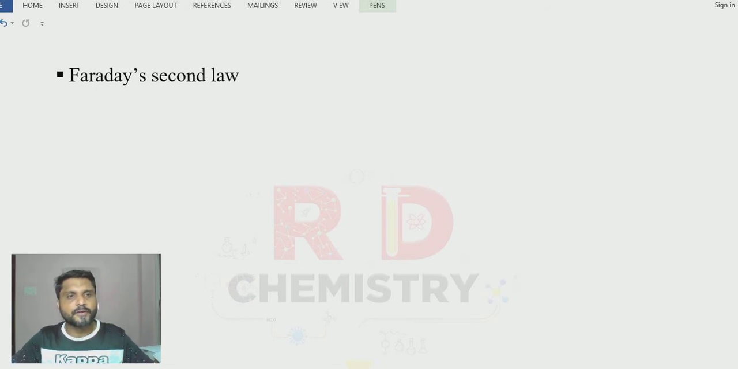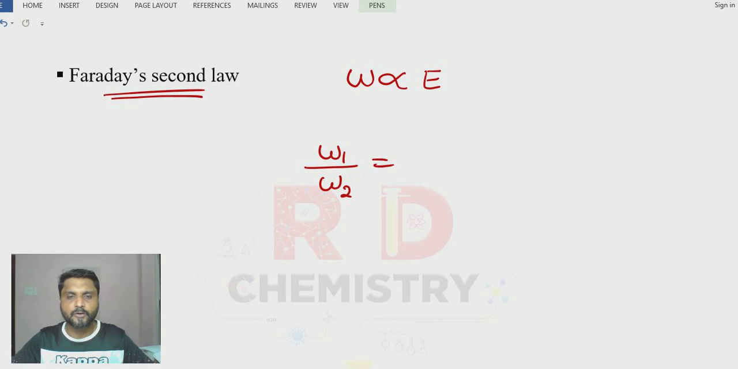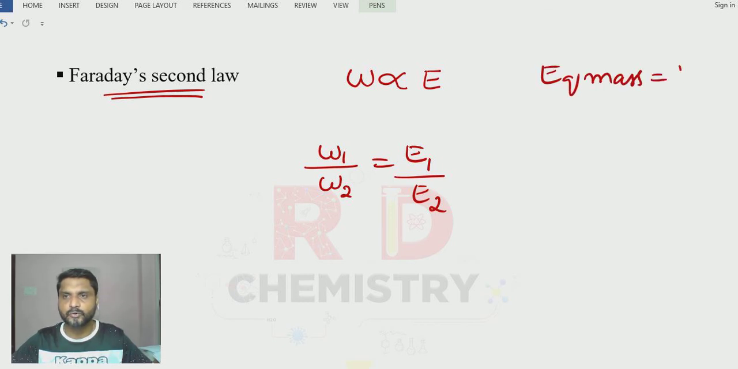In the case of Faraday's second law, we are passing the same quantity of electricity through two different electrolytic cells. Therefore, the amount of substance deposited is directly proportional to the chemical equivalent or equivalent mass E. So if there are two different substances deposited, W1 divided by W2 is equal to the equivalent mass of the first divided by the equivalent mass of the second. Now what is this equivalent mass? Equivalent mass of a substance is equal to atomic mass divided by the valency.